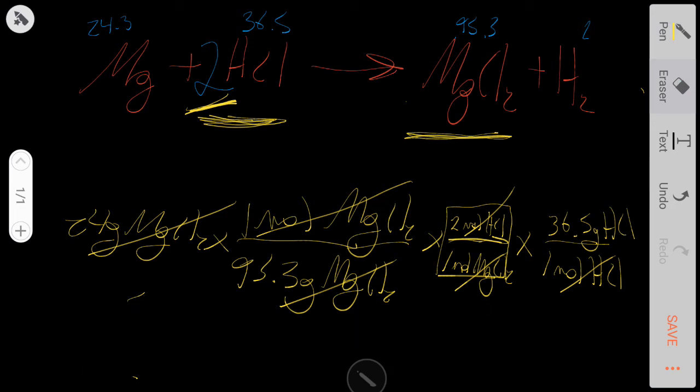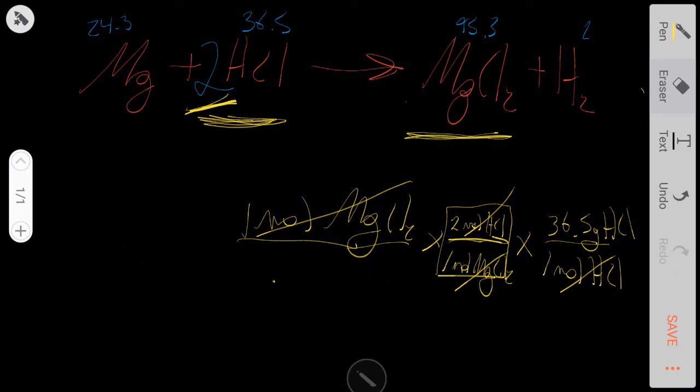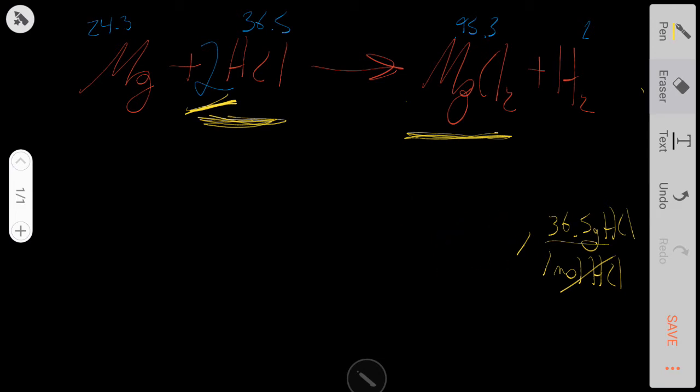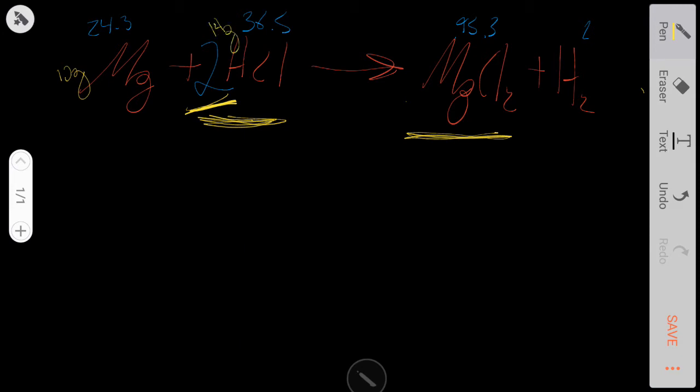But now that's if I have an excess of one of the two. Now looking at limiting reagents, what happens if I only had, say, 10 grams of magnesium and 14 grams of HCl? For example, how do I solve how much product can I make?